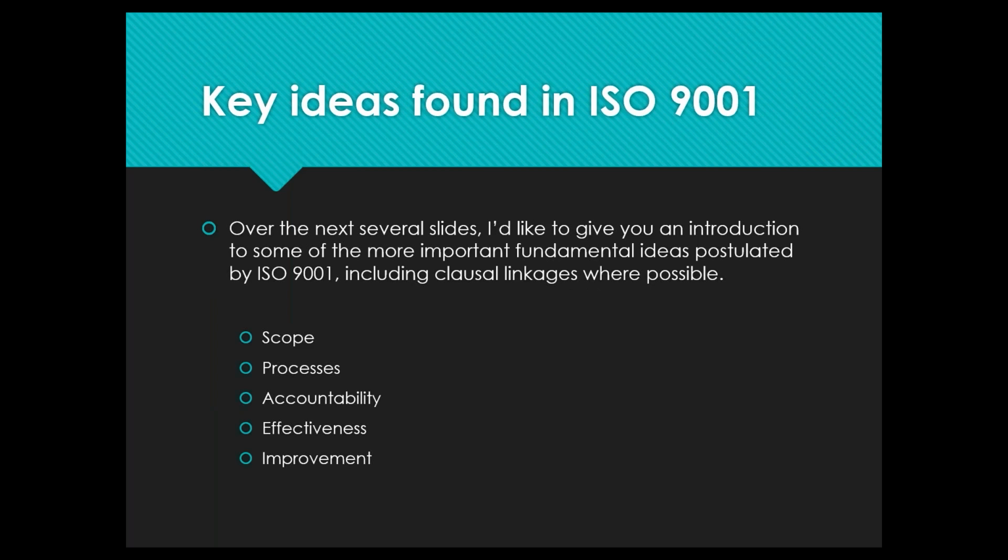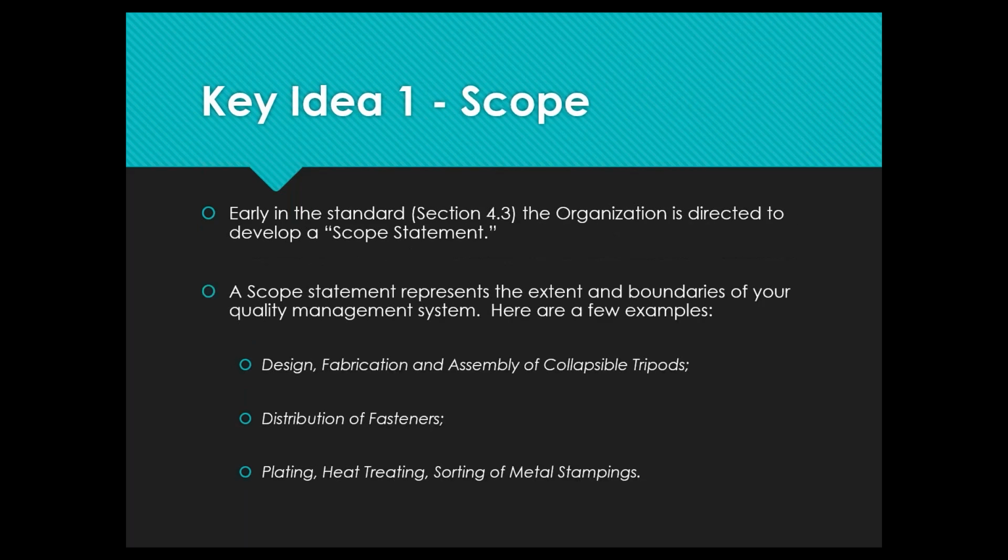So there are 5 key ideas that are found in ISO 9001. If you're brand new to ISO 9001, and obviously that's the intended audience for this webinar, there are 5 key concepts that I want you to bear in mind as you read through the standard and as you work to implement the standard. And those ideas are scope, processes, accountability, effectiveness, and improvement. So let's start with scope.